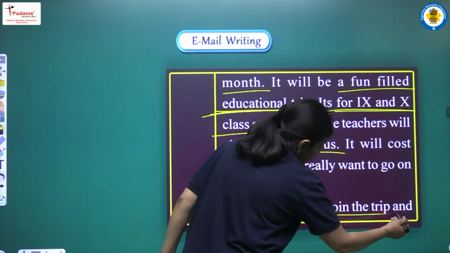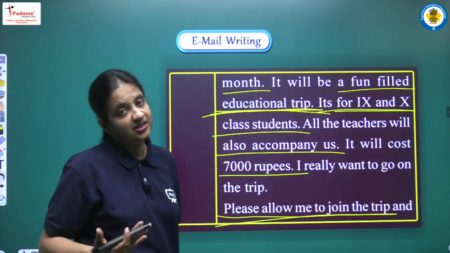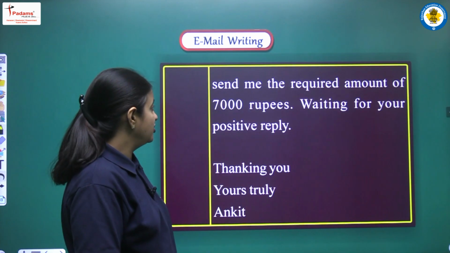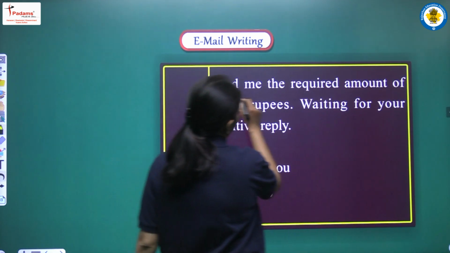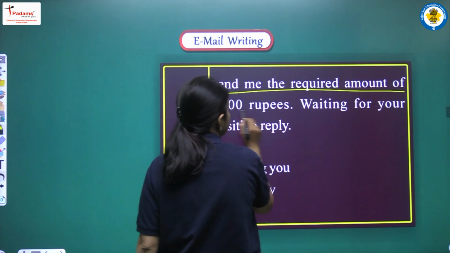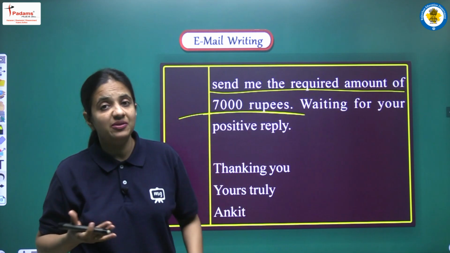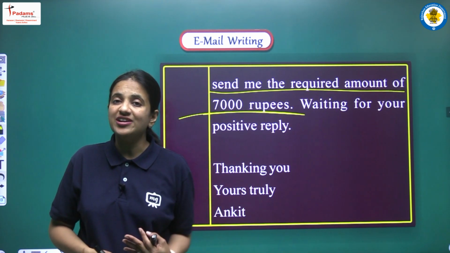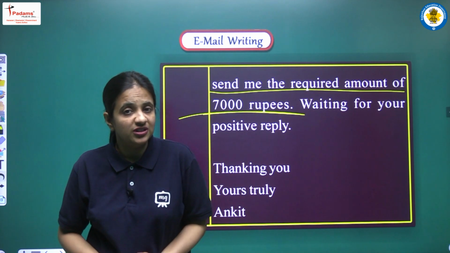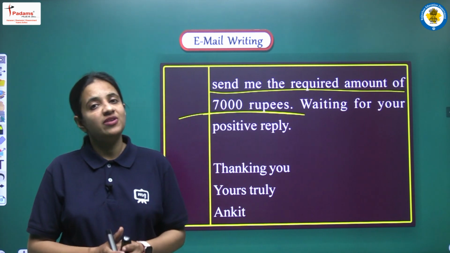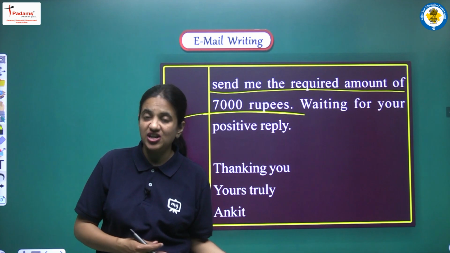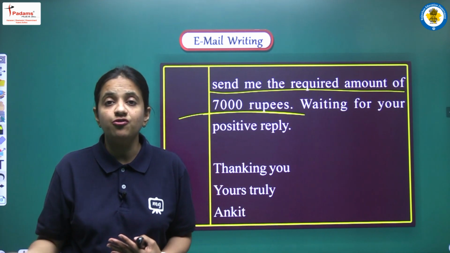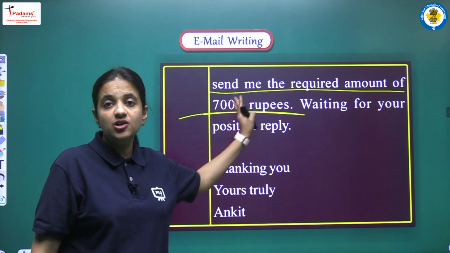Next, please allow me to join the trip. So according to the question, we have to request our father. Okay, so this is the reason we are writing here, please allow me to join the trip and send me the required amount of 7,000 rupees, because we are living in the hostel. So obviously we do not have the extra money to go for the trip. So first of all, we are requesting our father for his permission, and at the same time we are also asking for the required amount of money, that is 7,000 rupees.